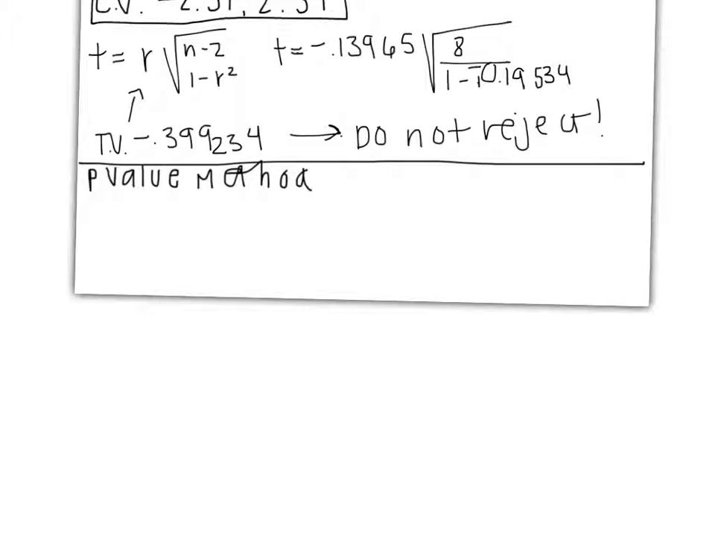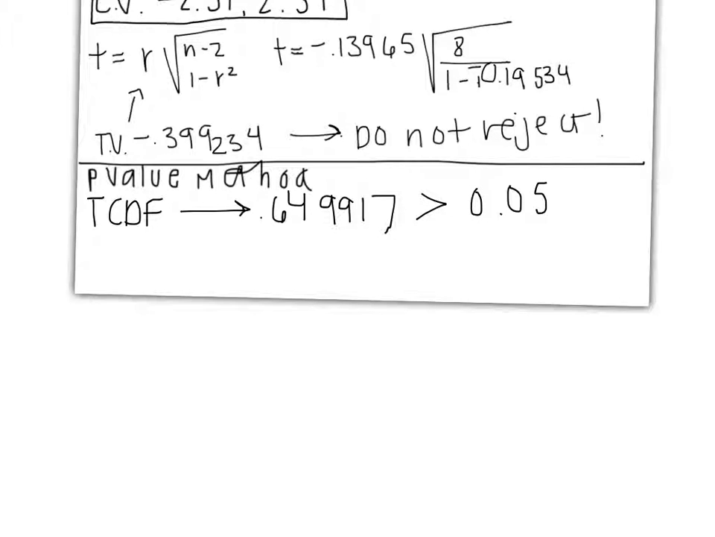For the p-value method for this, you will enter information into the tcdf function on your calculator, just like you have for other chapters. And then once you've entered that information, the p-value for this particular problem comes out to be 0.649917, which is greater than 0.05, which is our alpha for this problem, which also confirms that we do not reject.